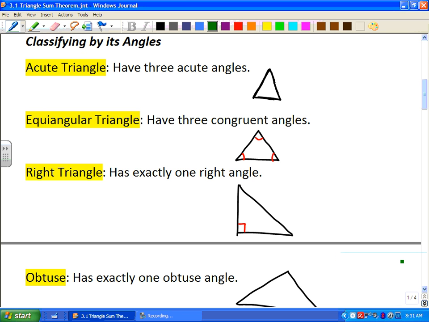All right, along the same lines as classifying by its sides, you can also classify it by its angles. All right, so you have the same triangle. You can classify it.